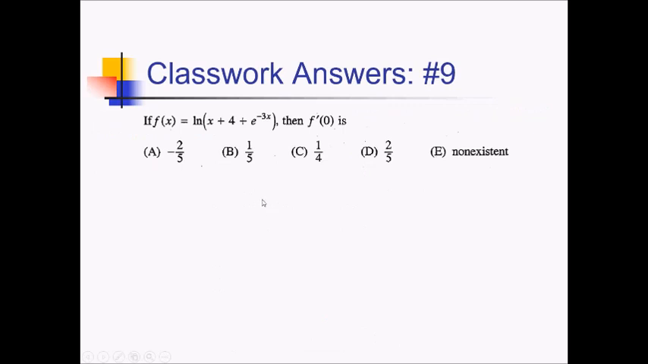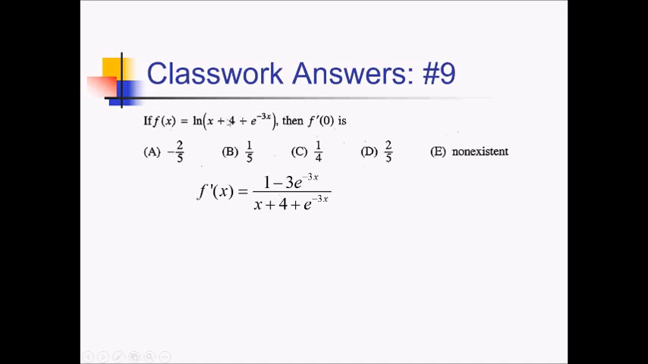On this one, I'm trying to find the derivative of this function at x equals 0. Let me start by taking the derivative in terms of x. So using my ln rule, this is going to be 1 over all this stuff times the derivative of x plus 4 plus e to the negative 3x. Going from left to right, derivative of x is going to be 1, and I'm just going to put this directly in the numerator since I'm going to be multiplying by it anyway.